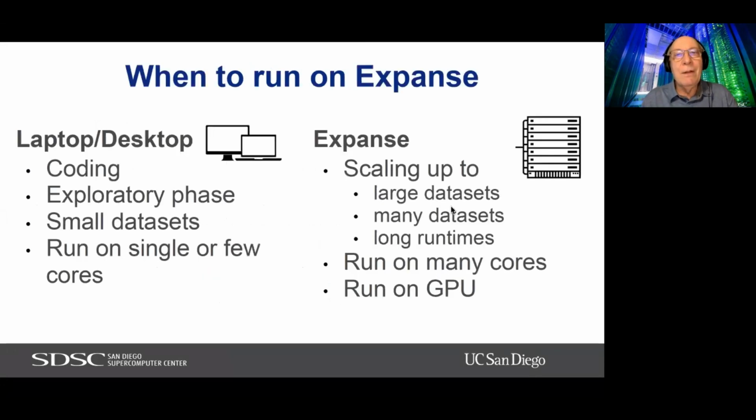Okay, so when do you want to run things on Expanse? First of all, your laptop or desktop is the best environment to do any coding, to write your own code. It's good for the exploratory phase of a project, if you have small data sets and you can run on a single or a few cores. But eventually you run out of resources, and then you want to go to Expanse if you have large data sets or many data sets, long runtimes, and you can take advantage of multiple cores or GPUs.